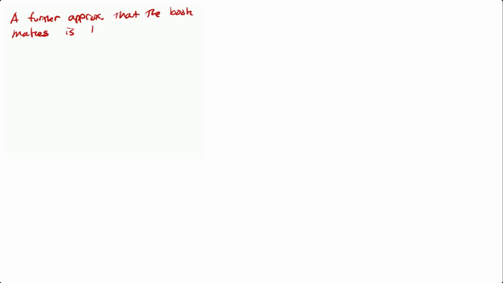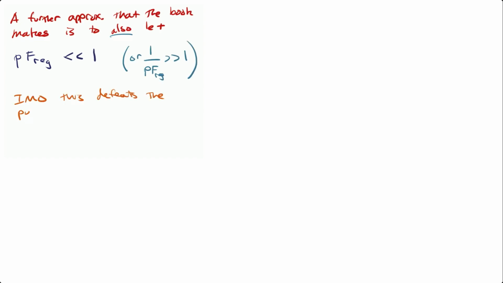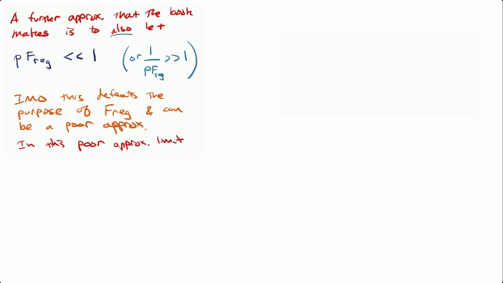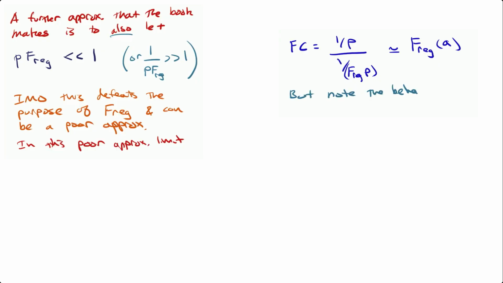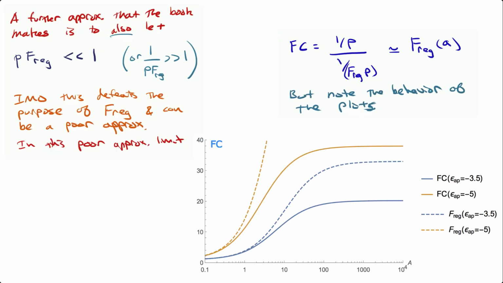Now the book makes a further approximation, which is to also let the regulated probability of binding be small, or P f_reg much less than 1. In my opinion, this defeats the purpose of f_reg, and it can be a poor approximation. In this limit, the fold change is given by a very simple expression, which is just f_reg of A. But if you look at the plots in the lower right, you see that they deviate substantially, only agreeing when the number of activators is about 1.